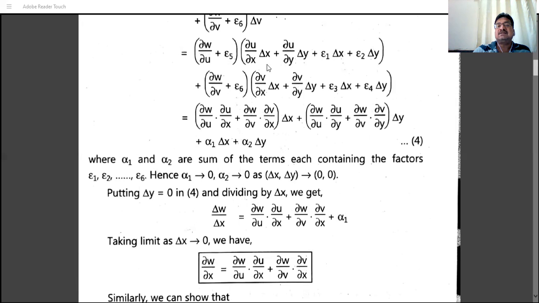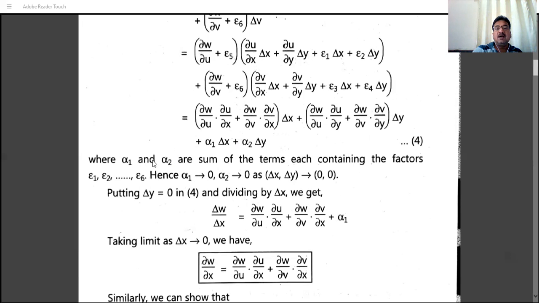This into this contains epsilon 1. Then this into this contains epsilon 2. This into this contains epsilon 5. This into this contains epsilon 5. This into this contains epsilon 1 and epsilon 5. So the remaining terms contain at least one of epsilon 1 to epsilon 6.